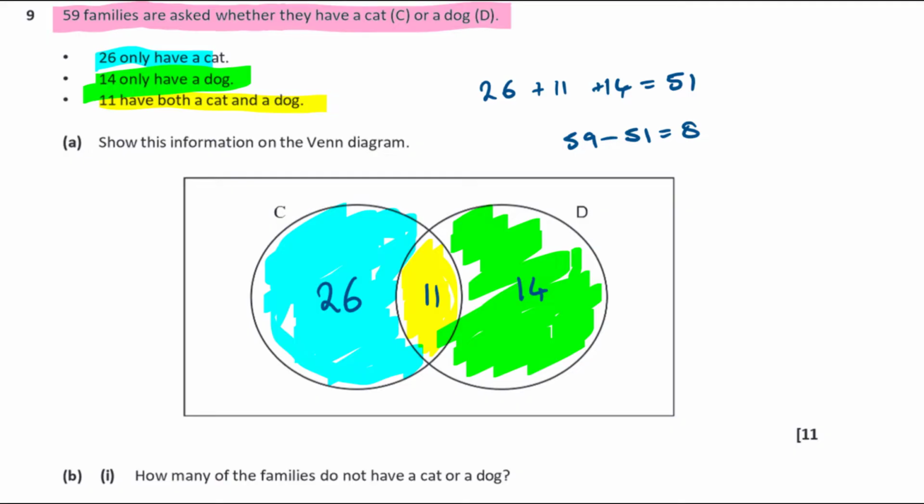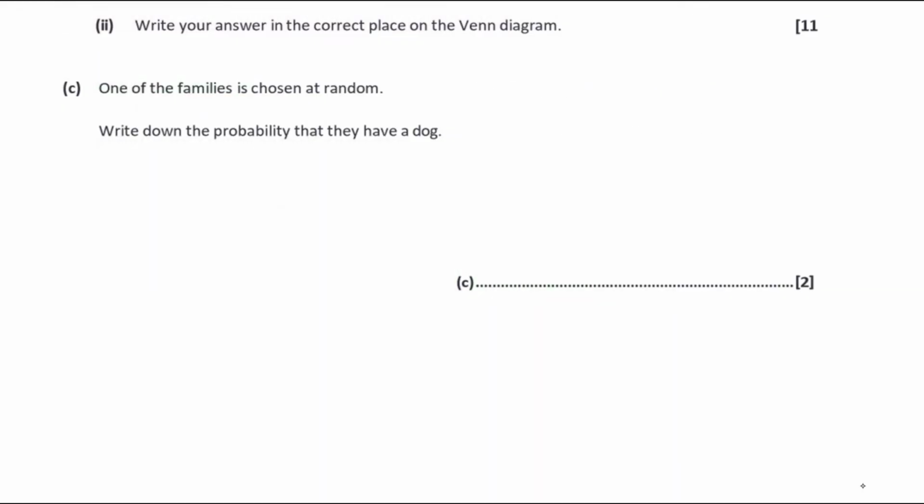Now, if those families don't have a cat or a dog, then those 8 families are going to have to be out here then, aren't they? Okay, so how many of the families do not have a cat or a dog? The answer is 8. Part 2 said write your answer in the correct place in the Venn diagram. Well, I already did that because it looked proper to me. That's what I'd have done anyway.